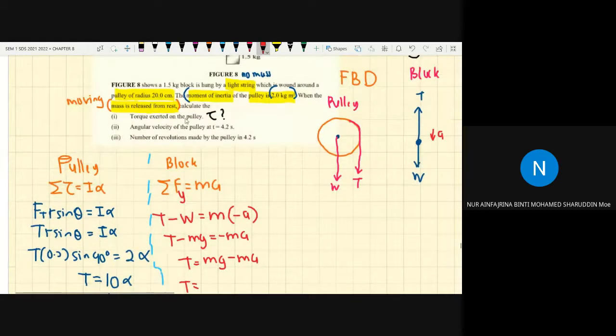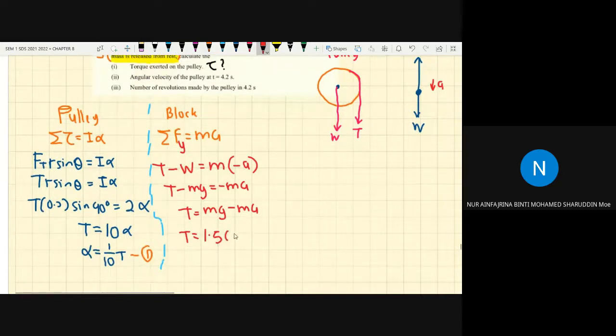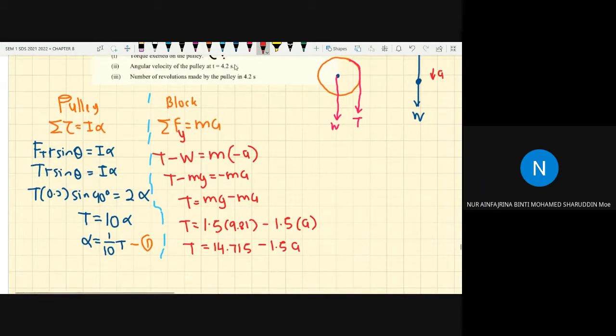Mass of the block you tahu 1.5 kg. g you tahu 9.81. Minus dengan mass of the block 1.5. Acceleration kita tak tahu, biarkan sahaja. So, you akan dapat 14.715 tolak dengan 1.5a.